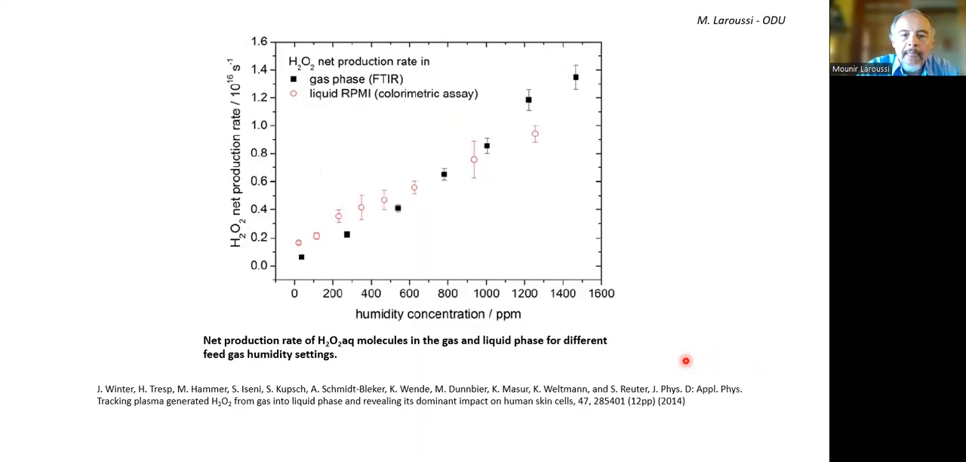This one shows the concentration of hydrogen peroxide, both in gas phase and in the liquid phase. The liquid happens to be RPMI. So they use FTIR for the gas and a colorimetric assay for the liquid. And this is the concentration of H2O2 as a function of humidity. So obviously, the higher the humidity, the more hydrogen peroxide you are generating.